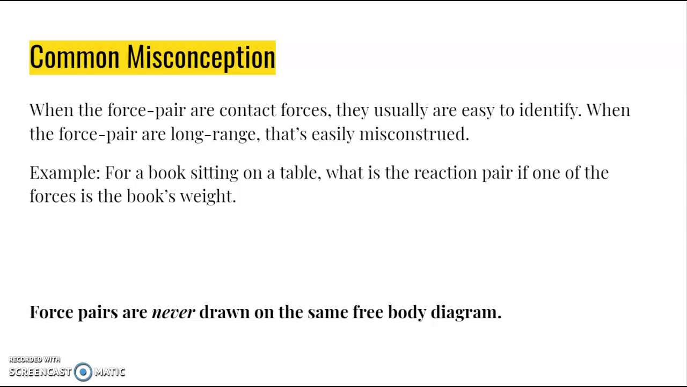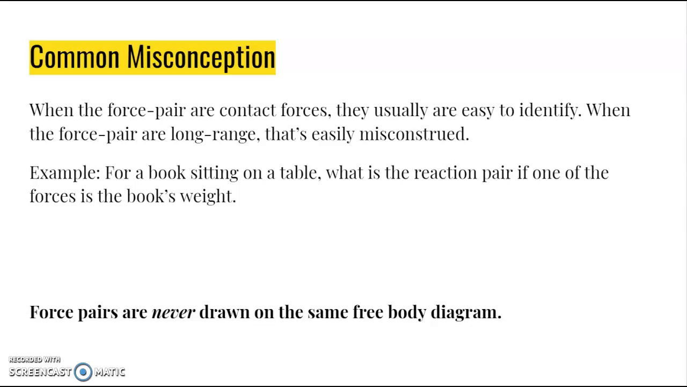Now, the weight of the book is not caused by the table. The book's weight is the force due to gravity, and the objects interacting there are the book and the earth. So the force of gravity acting on the book has as its force pair the force of gravity of the book on the earth, pulling up. Just be careful there, because on that free body diagram you might think they're equal and opposite, which is true, but they're not third law pairs. So just be very careful with that.